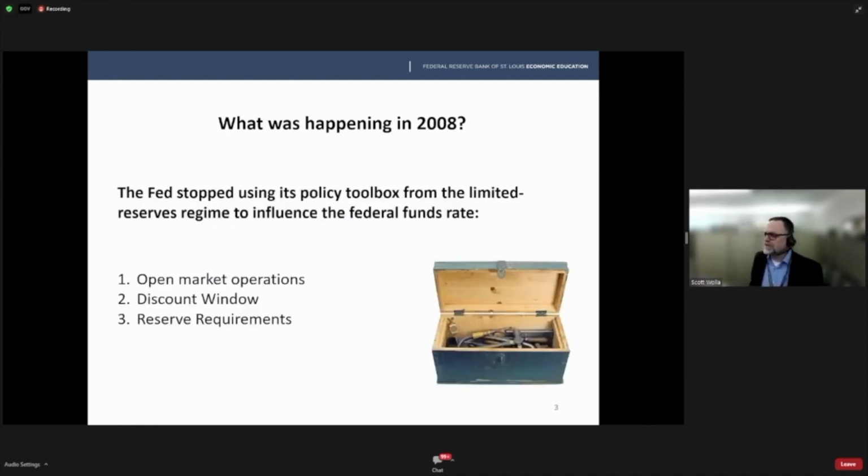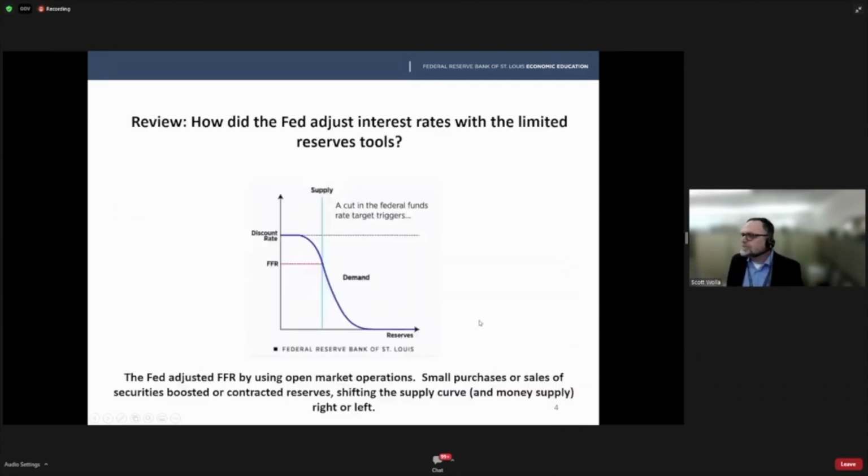2008 was also the year in which the Fed stopped using its policy toolbox that we call the limited reserves regime toolbox, and that is open market operations, the discount window, and reserve requirements. Most of your textbooks more than likely say that these are the tools that the Fed uses to conduct or implement monetary policy. But in fact, the Fed stopped using those tools as the toolbox in 2008. Some of these tools were transferred to the new toolbox, but they're used differently.